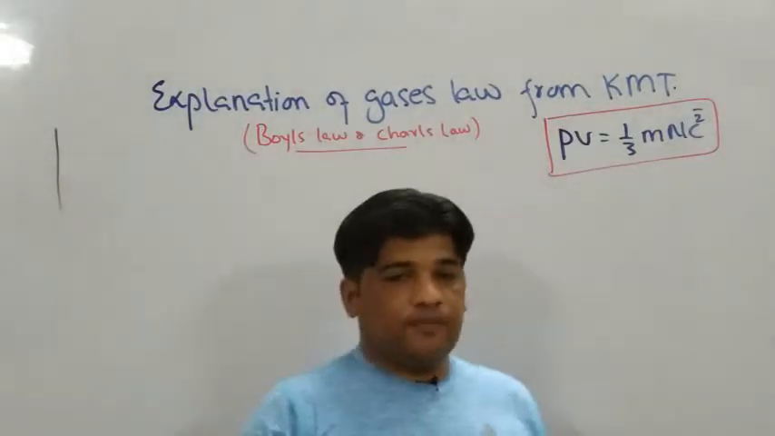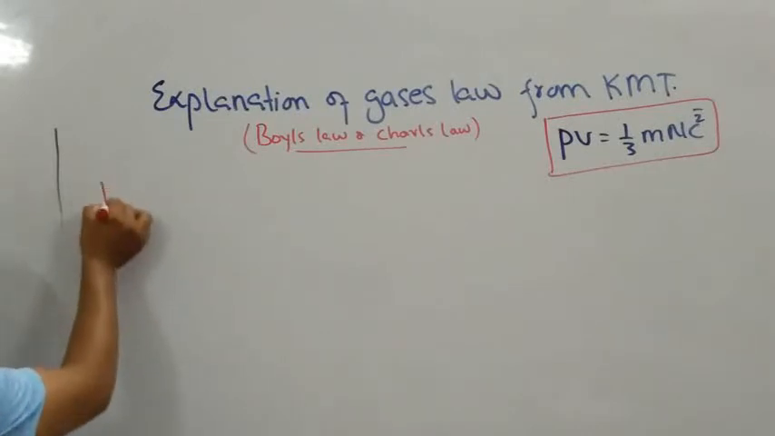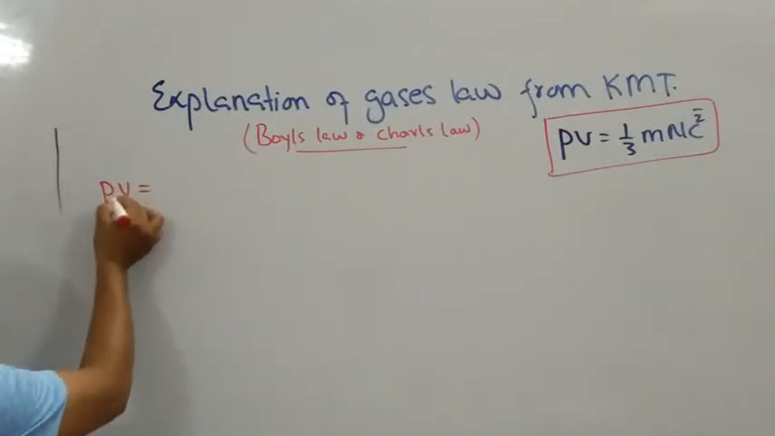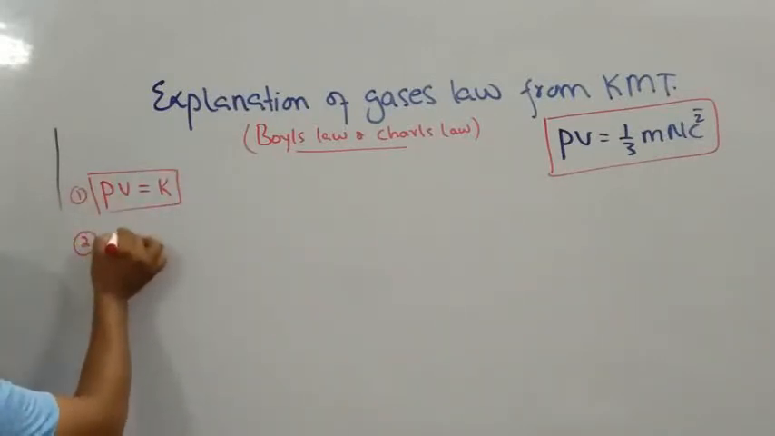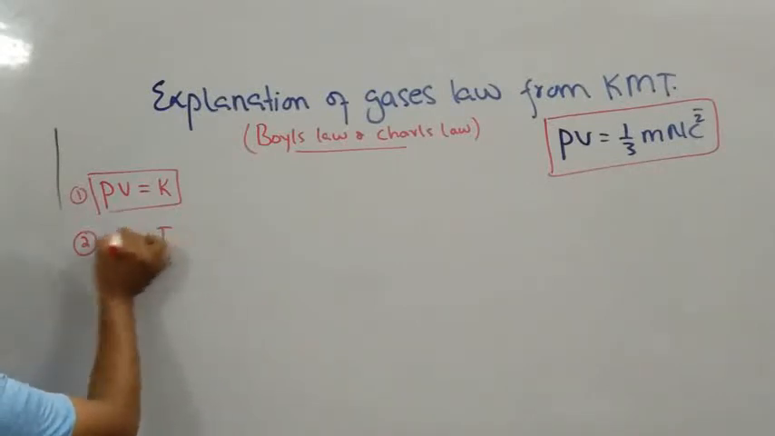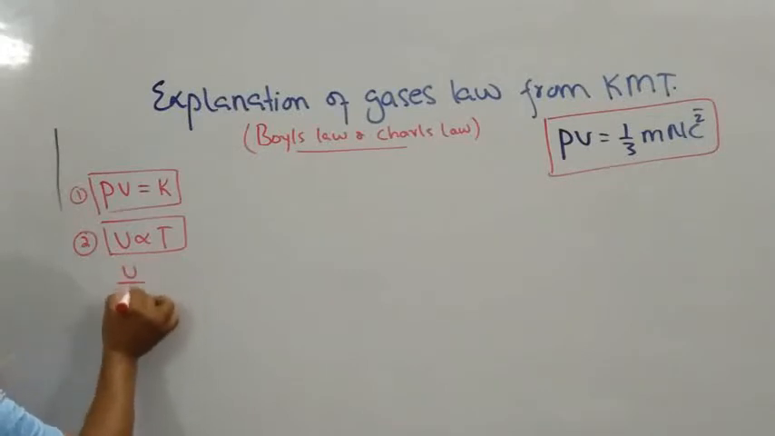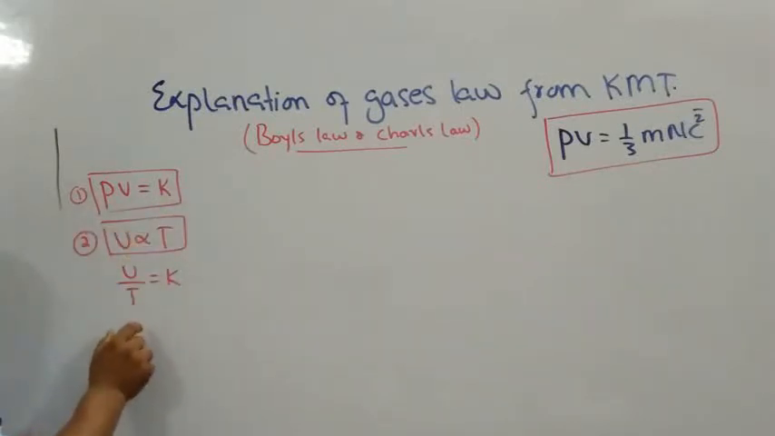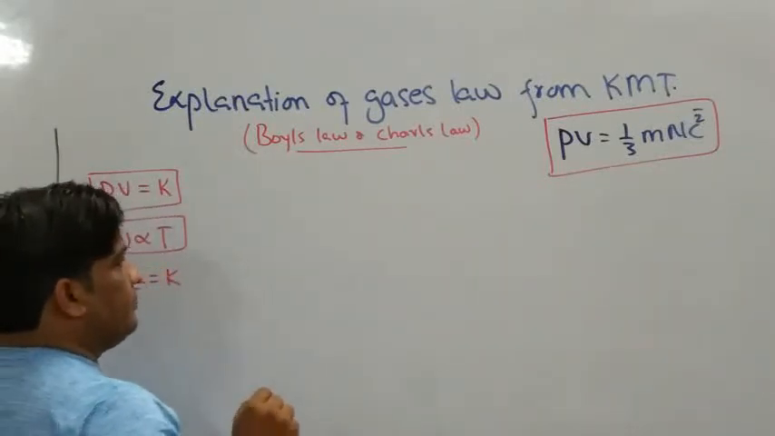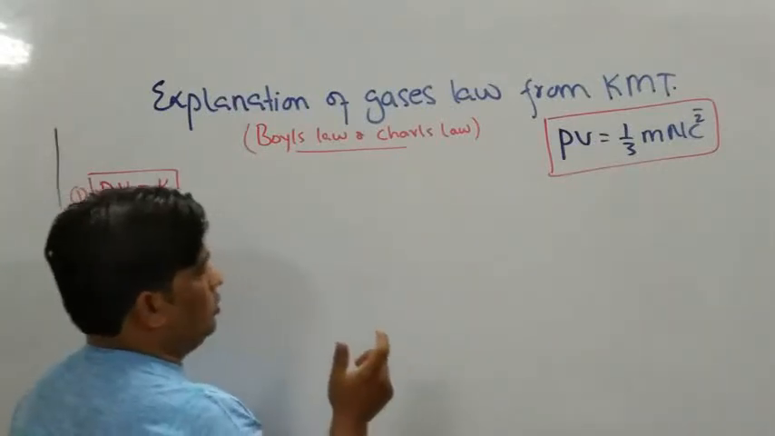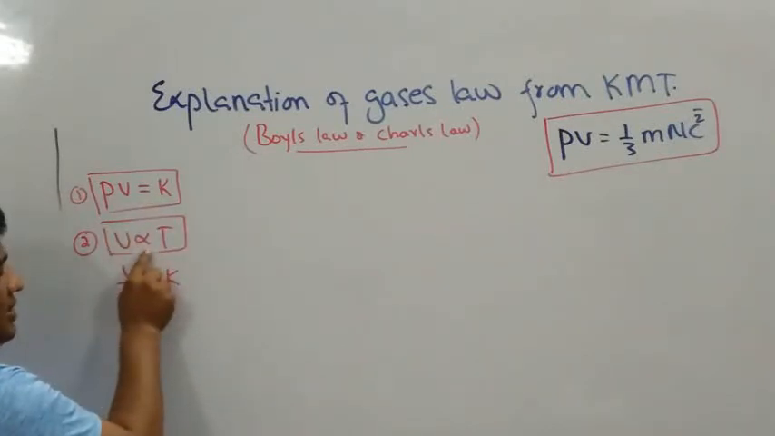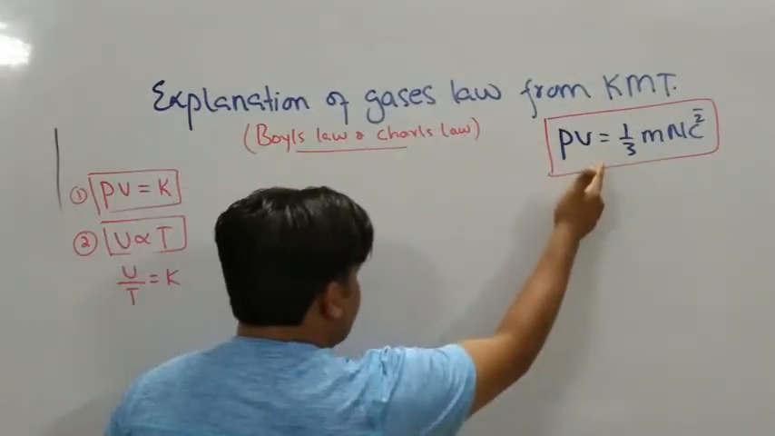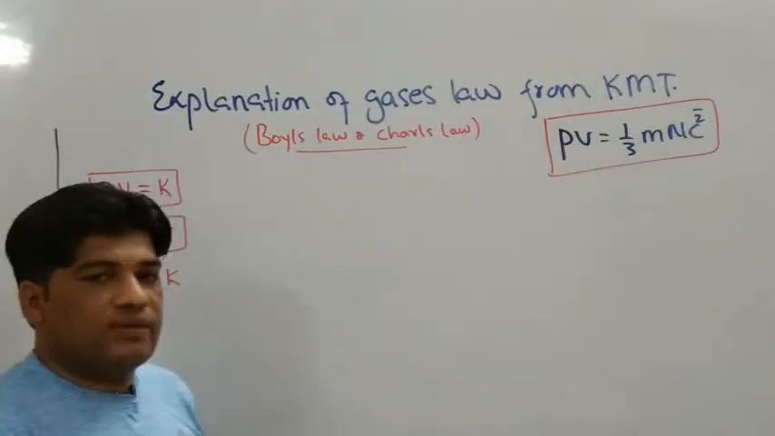मेरा कहने का मतलब है कि हम कहते हैं कि Boyle's law क्या है? Boyle's law है कि the product of pressure and volume is constant, और Charles law क्या है कि V directly proportional to T, the ratio between them remains constant. That is Boyle's law, that is Charles law. Today we will explain how we can prove Boyle's law PV is equal to K and Charles law from the kinetic equation, which is derived from kinetic molecular theory of gases.